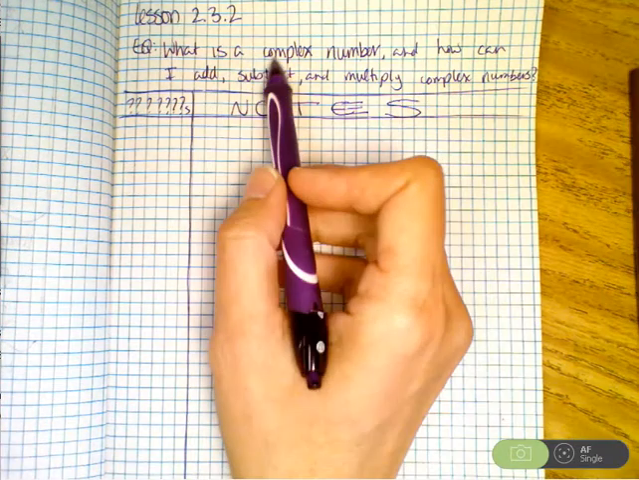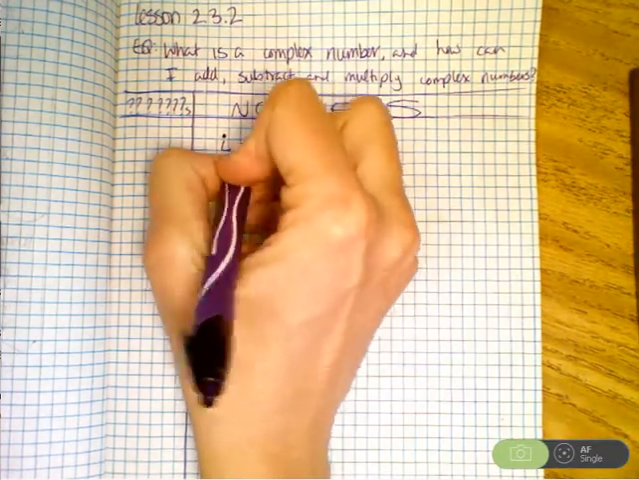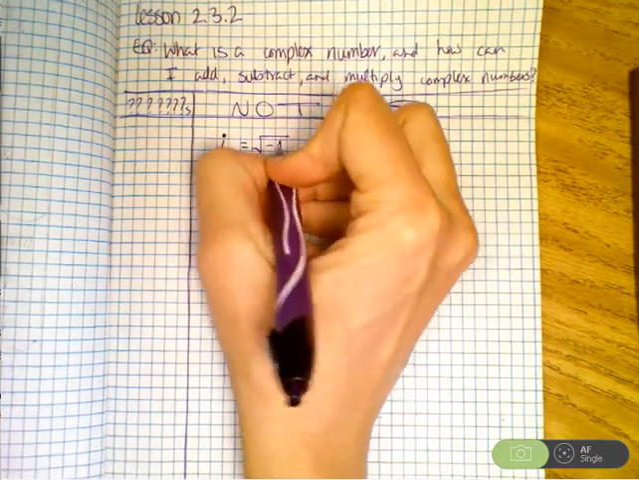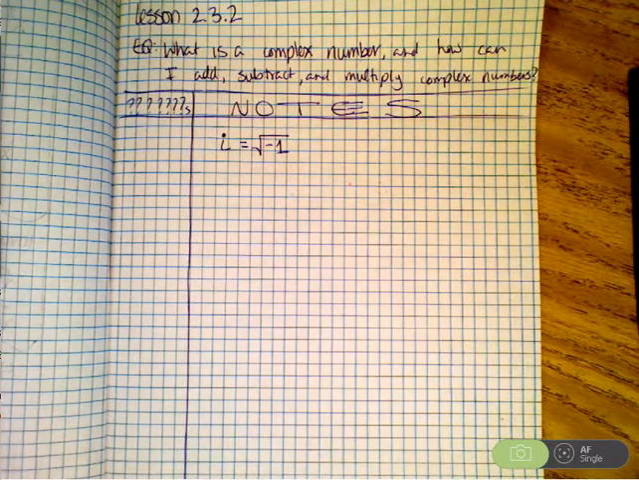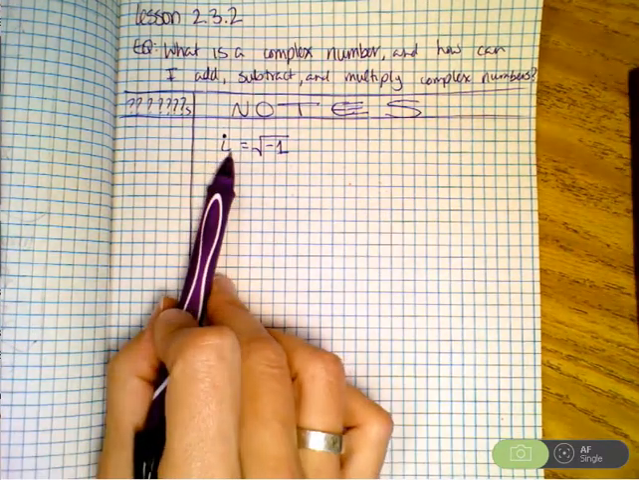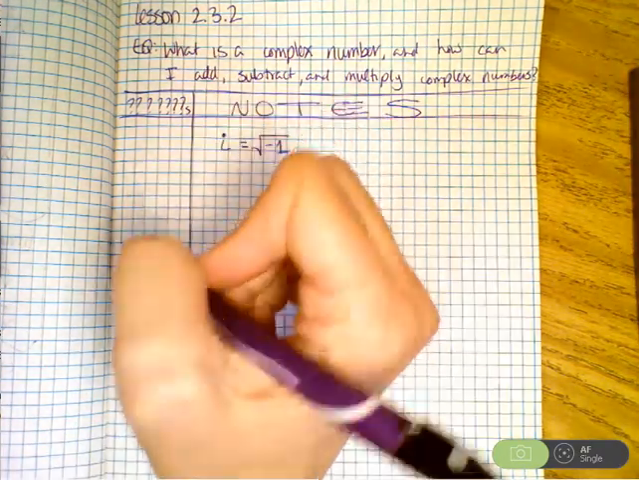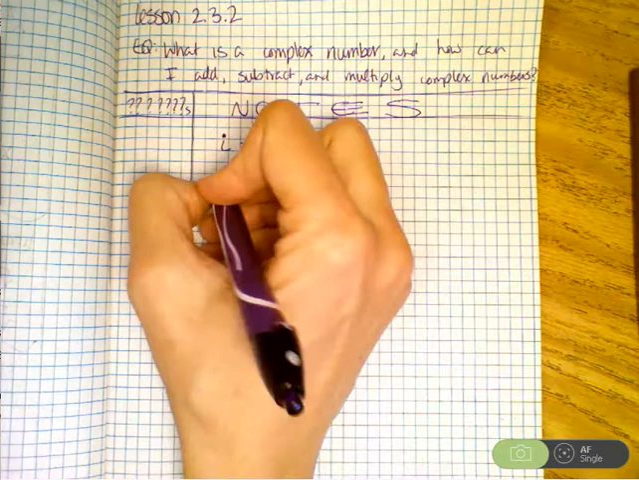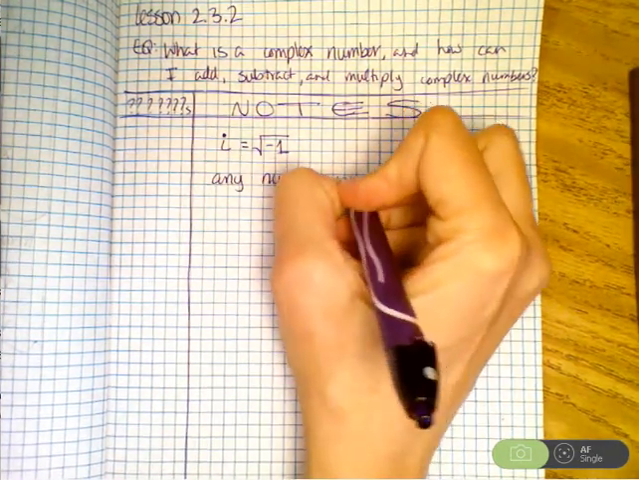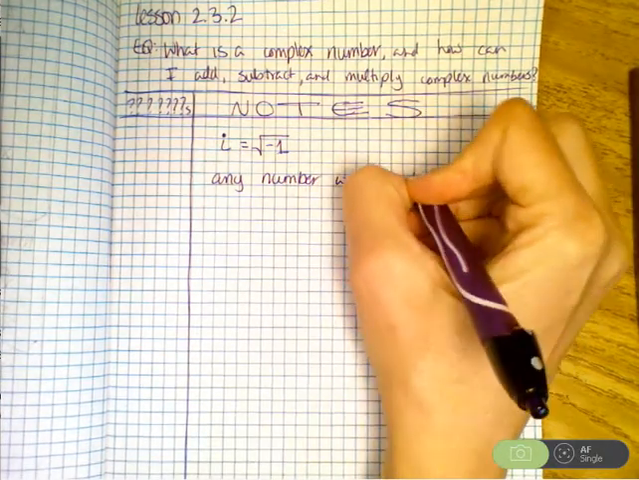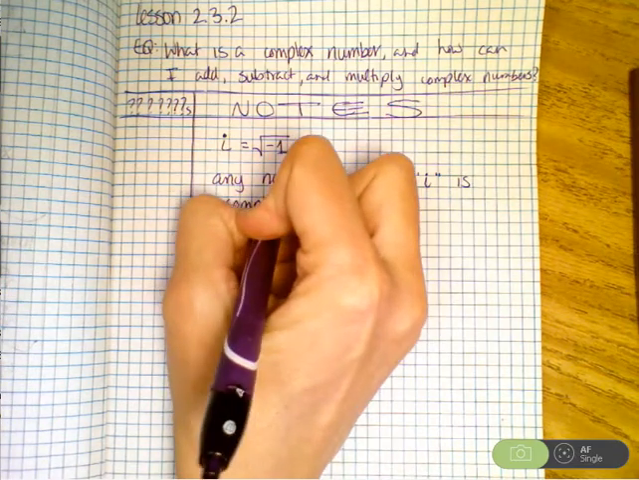So first thing we have to think about is, what is a complex number? If you go back in your notes, you will see somewhere that you have written that i is equal to the square root of -1. Remember, that's the imaginary number. So anytime we have a number that has an i in it, then it is complex. Any number with an i is a complex number.